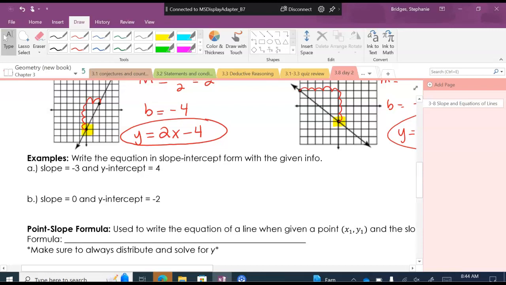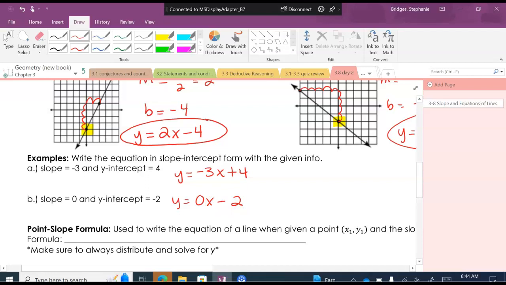What would A look like? Y equals what? And then for B, we can do a couple of different ways. Tell me what it says. Y equals... Okay. Some people might write it as y equals 0, x minus 2, right?